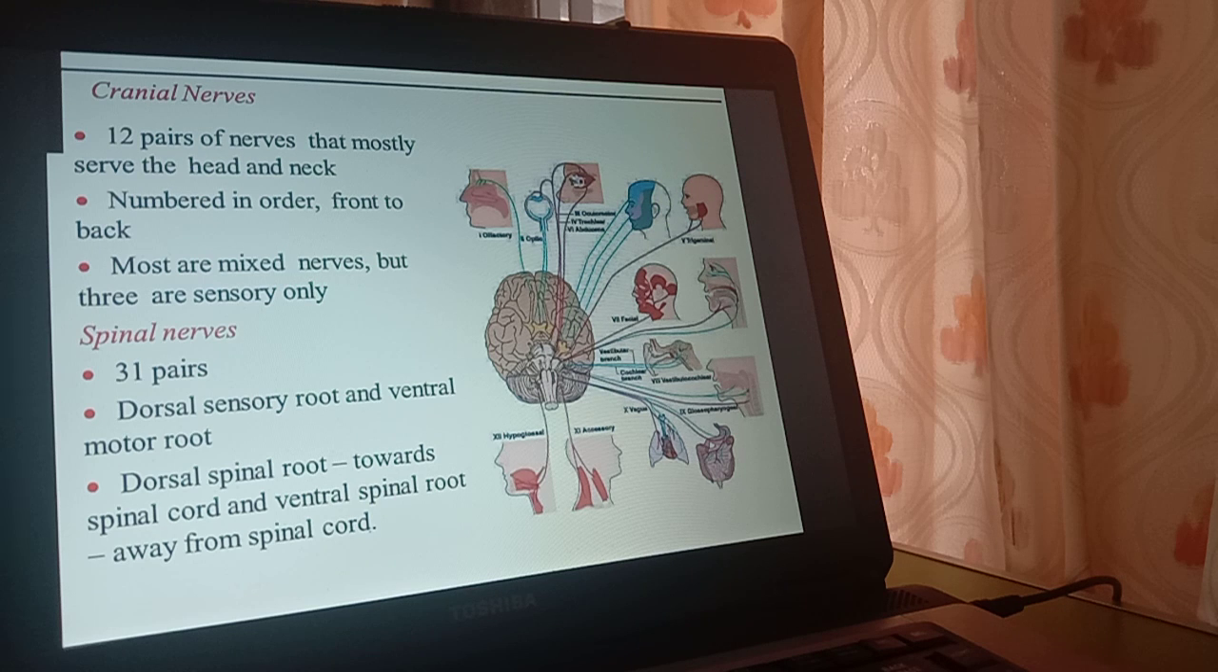Remember them. Spinal nerves are 31 pairs. They have the dorsal sensory root and the ventral motor root. The dorsal spinal root carries impulses towards the spinal cord, and the ventral spinal root carries impulses away from the spinal cord.